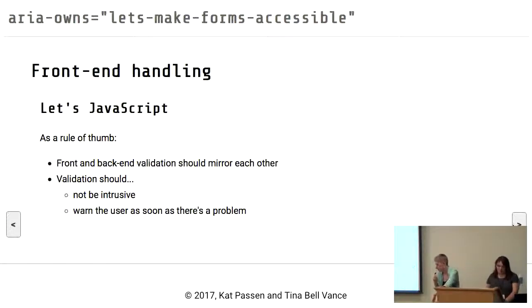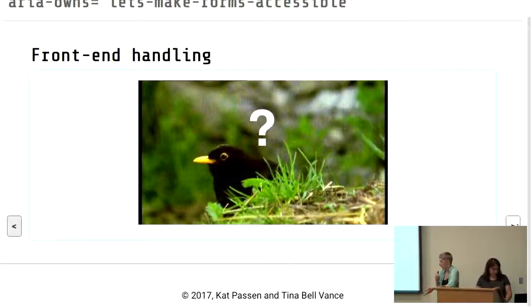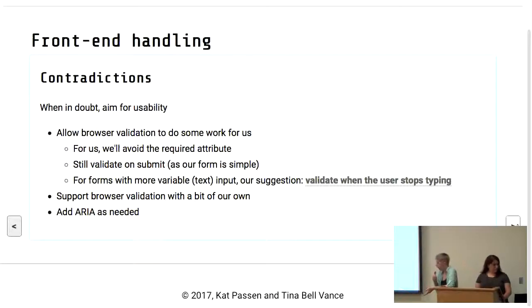So what if you don't want to do back-end validation? What if you want to do client-side validation? As a rule of thumb, when you're doing this, they should be as close as possible, much like asking for an accessible experience to be as close as the original experience when you're doing a retrofit. When you're doing your validation, you don't want to be intrusive because people don't like when you interrupt them, but you also want to warn the user as soon as they have done something wrong. You might notice that there's a contradiction here because you can't really do both of those very easily without upsetting your user in some form. So when this is a problem, you just want to make it as usable as possible.